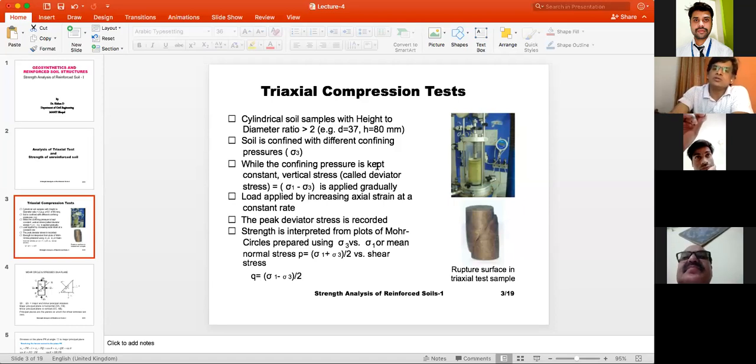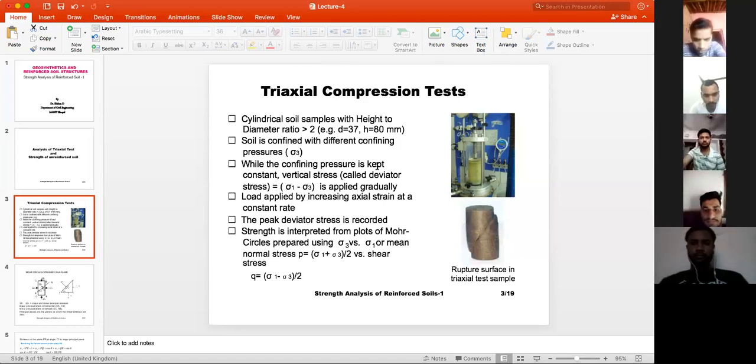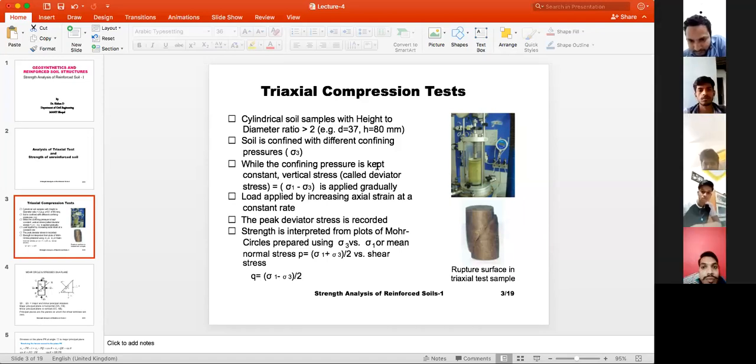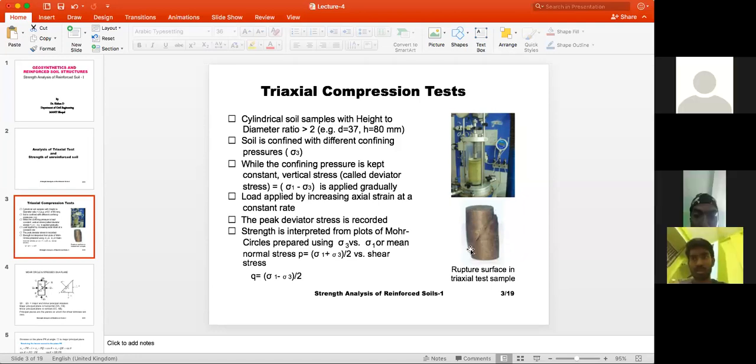Basically, to determine the shear strength parameters of the soil, the sample size should be such that the H by D ratio, that is the height by diameter ratio, should be greater than 2. For example, in this test that I'm showing, the diameter is 37 mm, then the height of the sample is generally 80 mm. At the bottom right corner, you can see the sample.